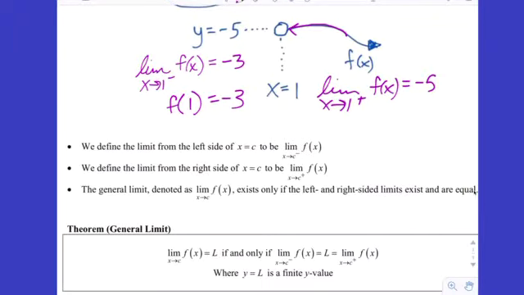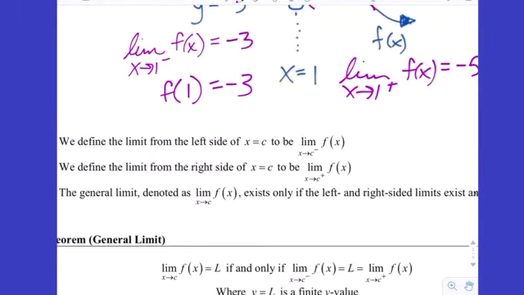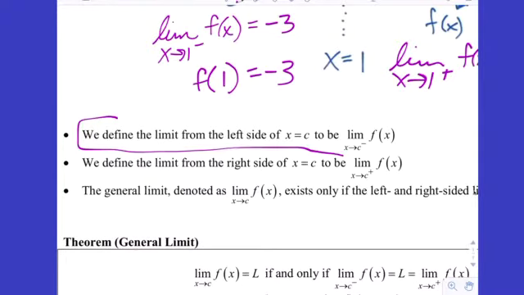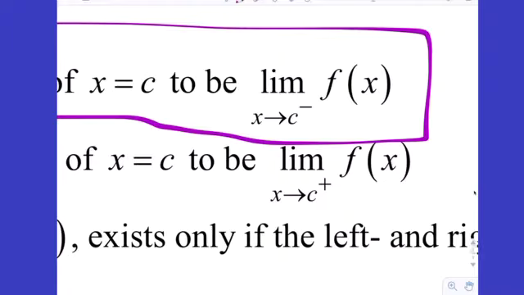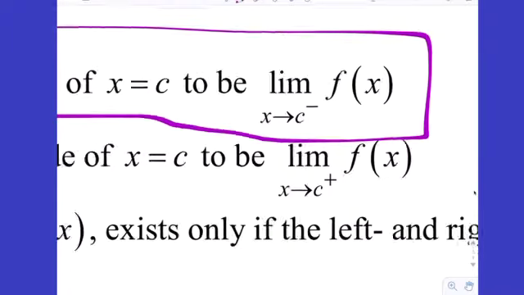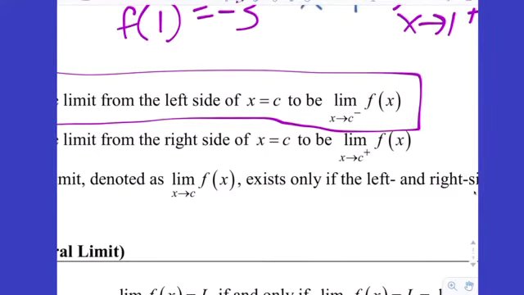Anyway, this kind of defines what we've just been doing, the first two bullet points. The limit from the left at any x value, call it c, is defined to be this. And again, we read that as the limit as x goes to c from the left of f of x. Similarly, the limit from the right-hand side of an x value c is this, little plus sign.